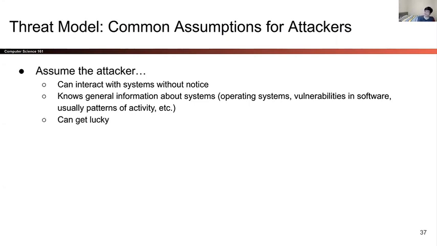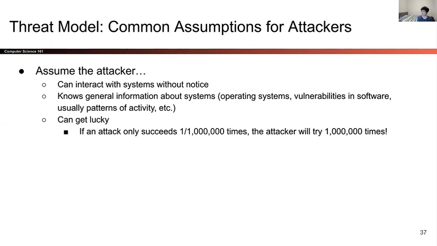Also assume that they get lucky. Often we'll see attacks that only succeed, say, 1 in a million times. Well, because the attacker is smart and because the attacker has access to computers, assume that that attacker will just try 1 million times. The attacker can just automate things, and a 1 in a million chance is so large compared to some other probabilities that we'll see lately that it's actually basically 1 for the intents of considering security.